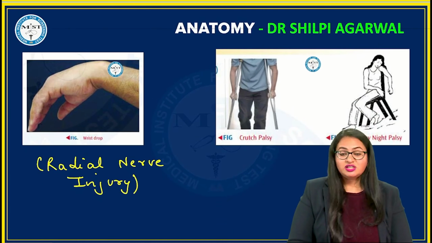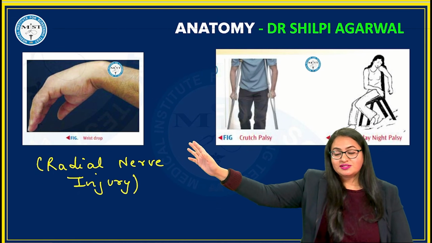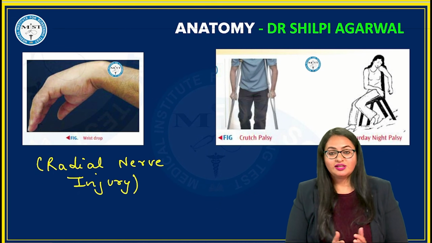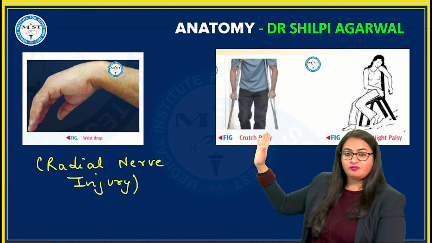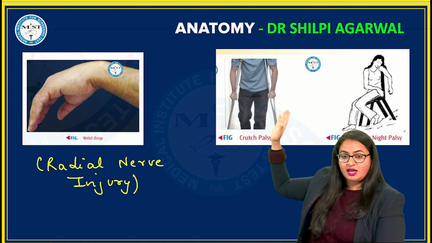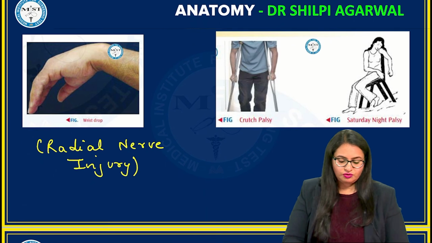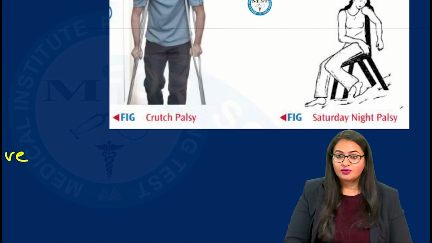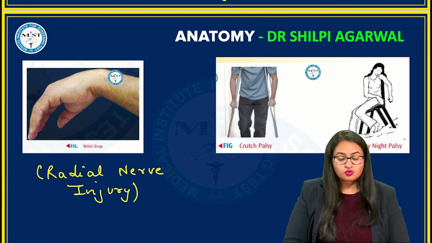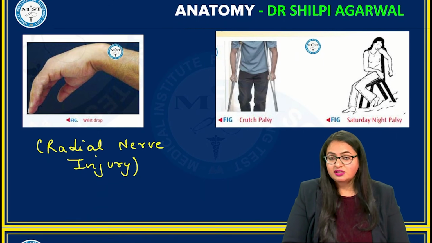Then coming to this image, you can very well see this is the wrist drop which is in radial nerve injury. And radial nerve injury is also seen in these 2 types of palsies. This is the crutch palsy, and this is another image, showing the Saturday night palsy. Okay, Saturday night palsy. So these two are associated with radial nerve compression.